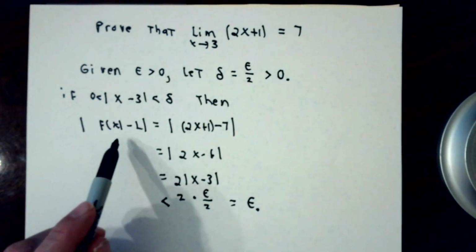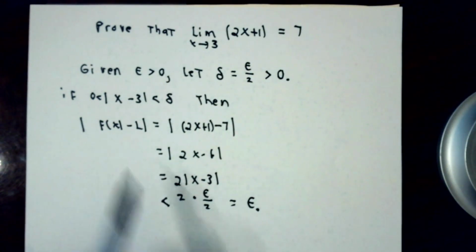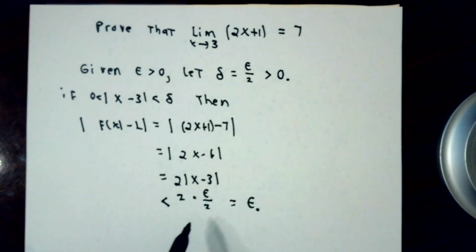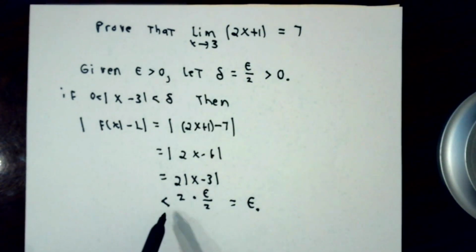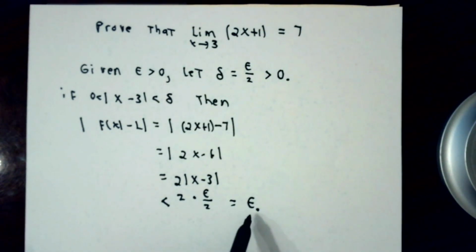The absolute value of f of x minus L is less than the number 2 times epsilon divided by 2. This absolute value is less than epsilon. This completes the logical proof.